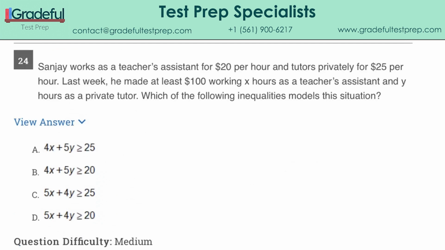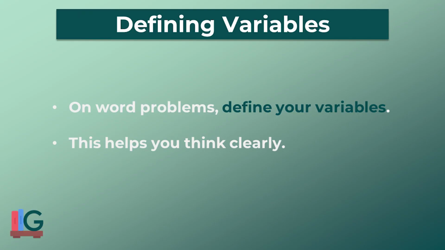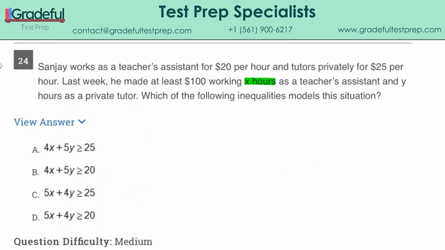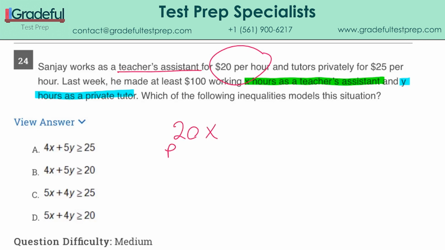Question 24 is an inequality word problem, and for any SAT word problem, if you're stuck, just describe your variables to yourself. X is the number of hours working as a teacher's assistant, and Y is the number of hours working as a private tutor. And we're being told that he's making $20 per hour when he works as a teacher's assistant. So 20x is literally the price times the quantity of what he receives when he's a teacher's assistant. And 25y is also the price times quantity of what he receives when he's working as a private tutor.